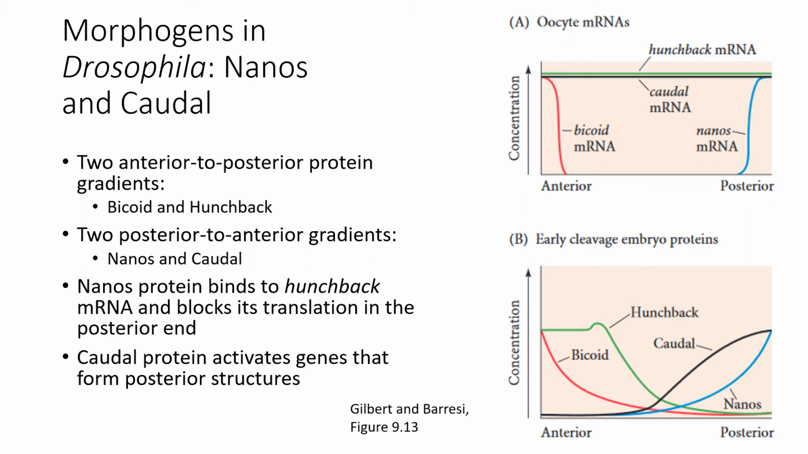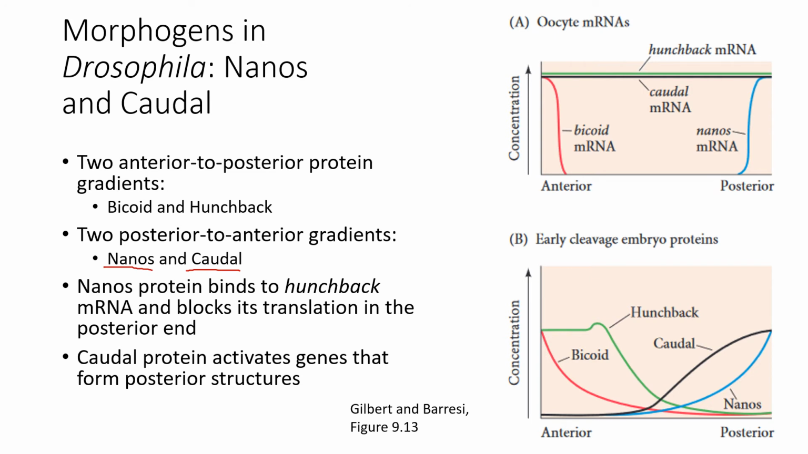Okay, so Gilbert and Barresi identify 4 important protein gradients in the early Drosophila embryo, and we just looked at the first 2, bicoid and hunchback, which both originate from the anterior end. And we saw that the gradient in bicoid also produces a similar gradient in hunchback. Now we'll take a look at the other side of the embryo and the 2 main posterior morphogens, which are nanos and caudal proteins.